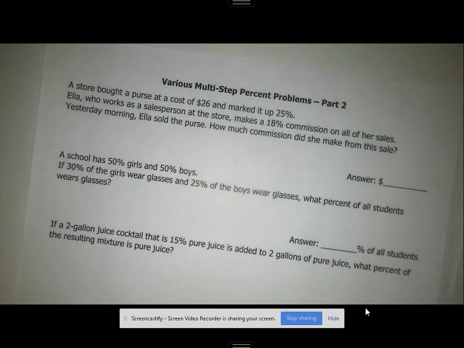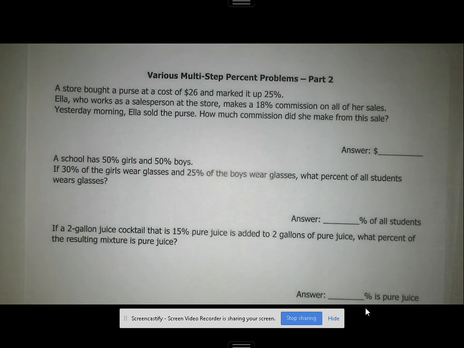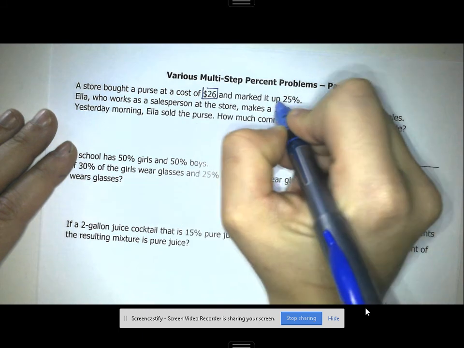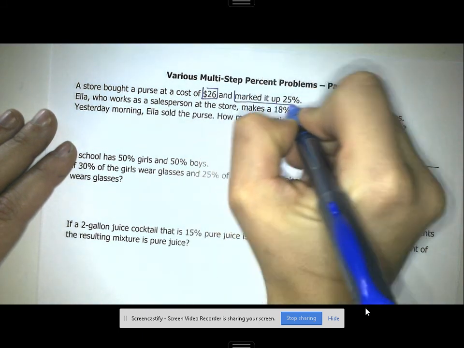All right, in this video, I'm going to go over some more examples of multi-step percent problems. There's no new information in this video, just longer problems that involve everything that you have learned so far this unit. So first one, a store bought a purse at a cost of $26 and they marked it up 25%.